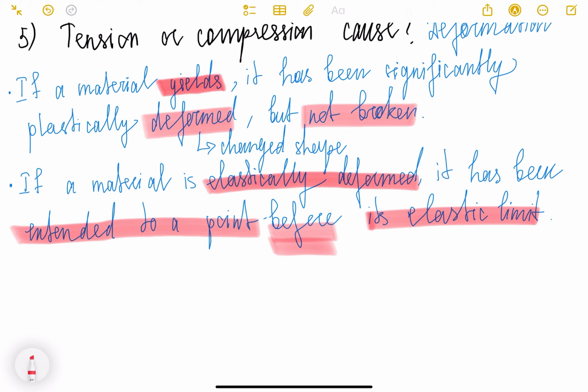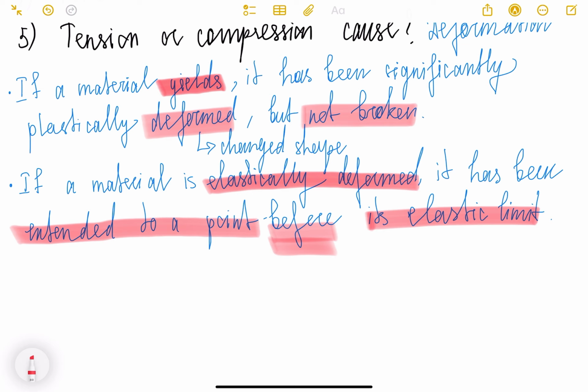Okay, if a material is elastically changed in shape, it has been extended to a point before its elastic limit. When an elastic deformation reaches the elastic limit, it can't return to the original shape. So before its elastic limit, it has been extended to a point.